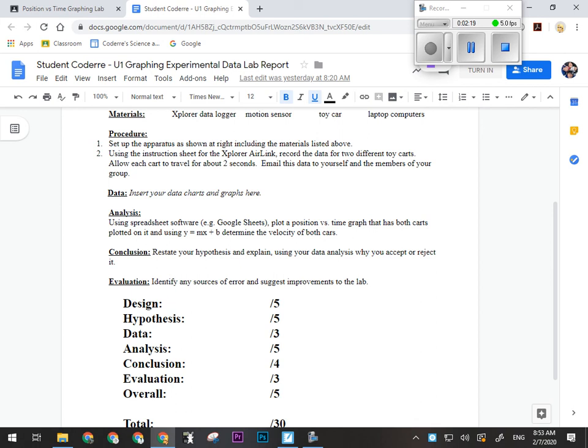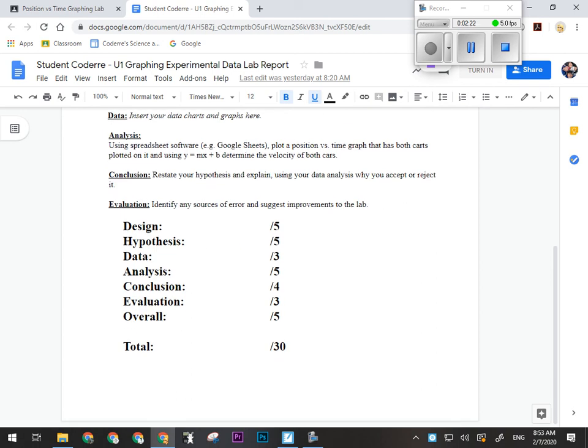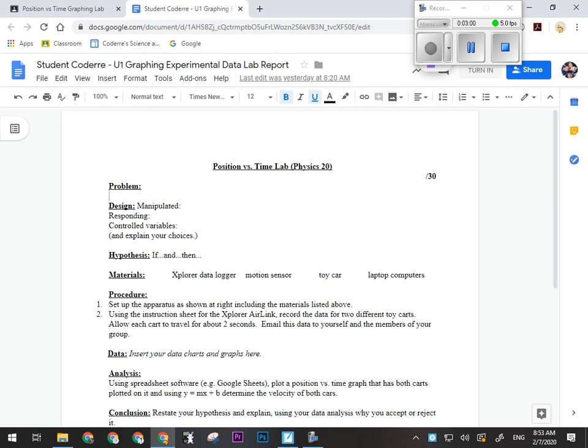And then you'll be marked on your lab report: 5 marks for the design, so the variables, 5 marks for the hypothesis, 3 marks for your data, 5 marks for your analysis, 4 marks for your conclusion, 3 marks for your evaluation, and then an overall mark, where I'm looking at things like how well organized it was, whether it was full of spelling mistakes. Could my dog have thrown up on a piece of paper and it would have got a better mark? Obviously that's not true. That's where the overall portion of the mark fits in, and then it'll be a total out of 30. So that's what your lab report file will look like that you will get from me.